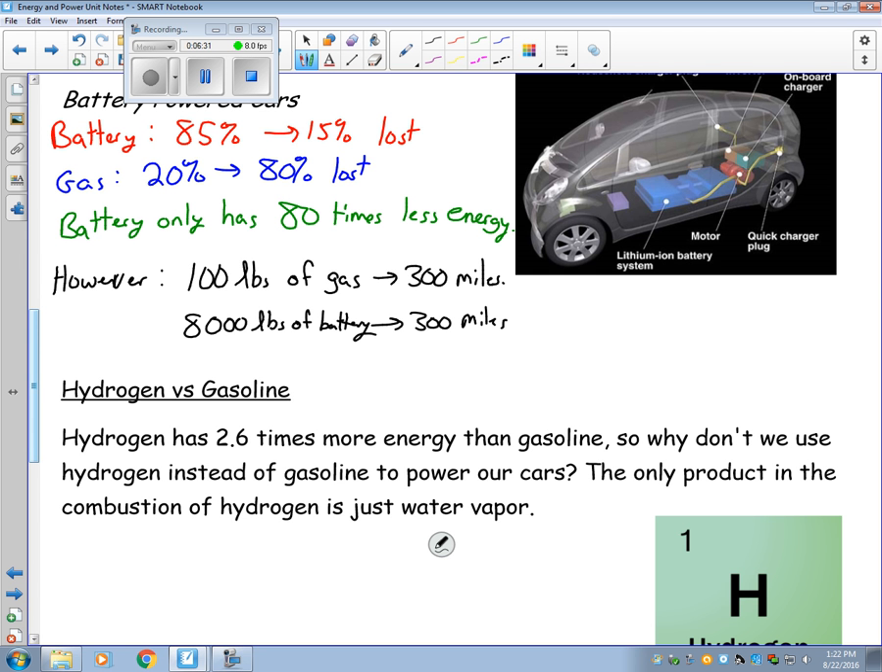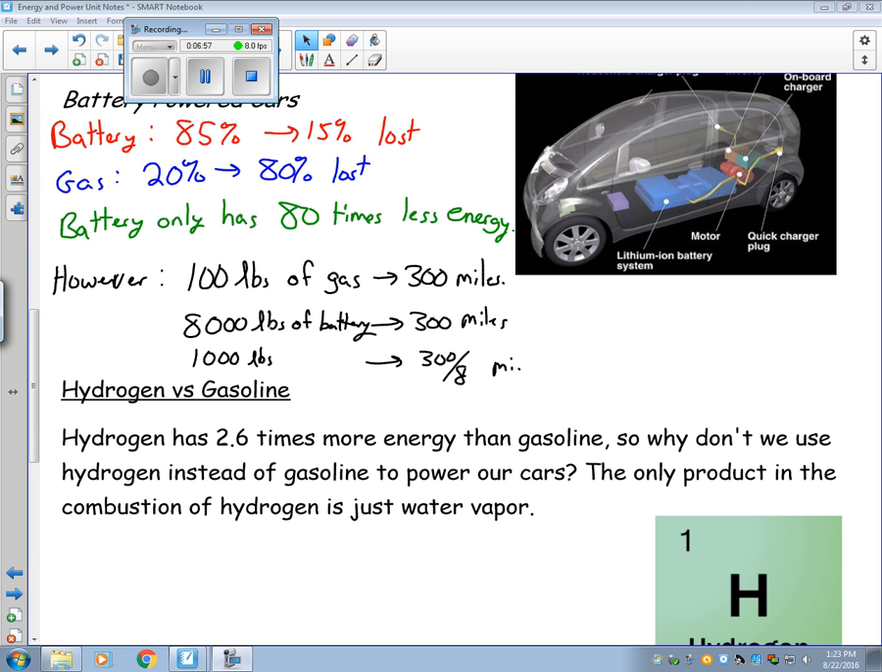So what we can do is we can start cutting this down. So what this means, if I had a 1,000 pound battery, that is 8 times less, I would go 300 divided by 8 miles. I don't have a calculator on me right now, but if you do that division, you can find out how far that car will travel.